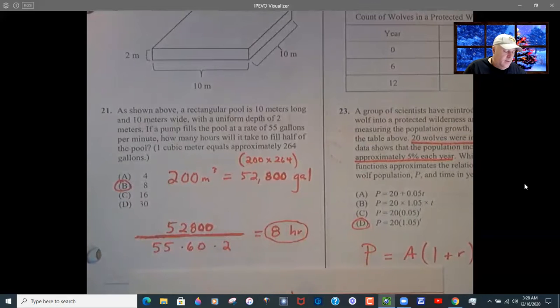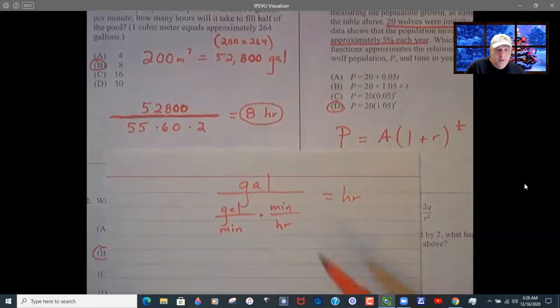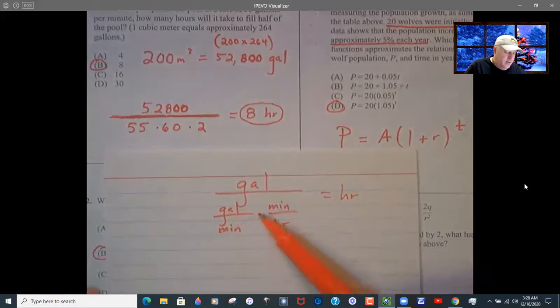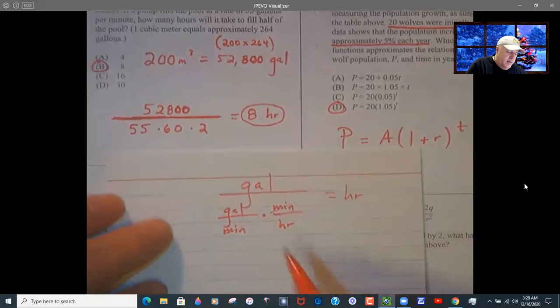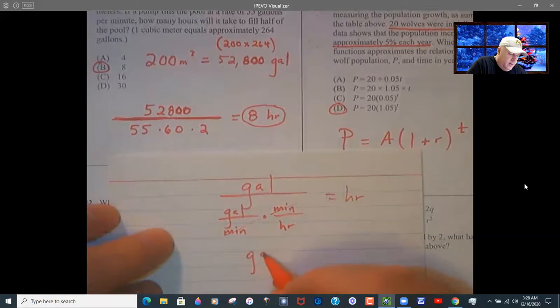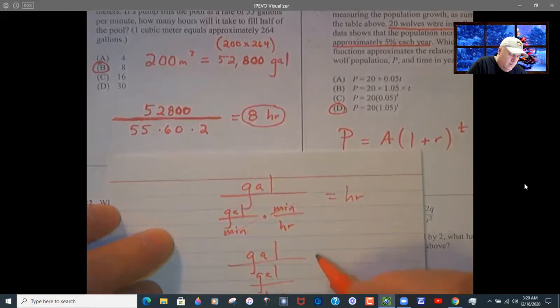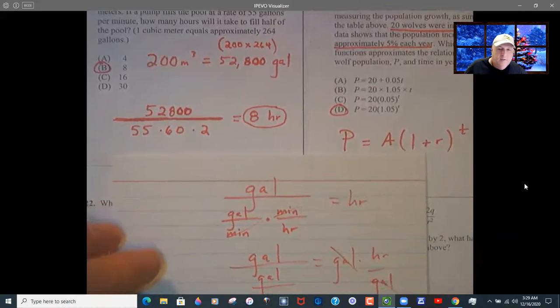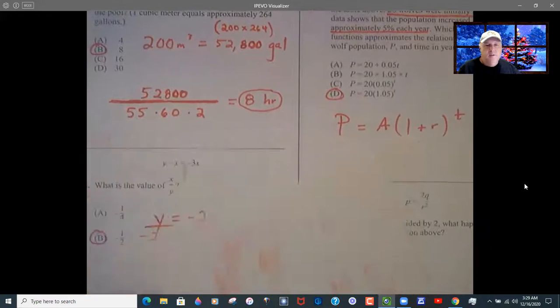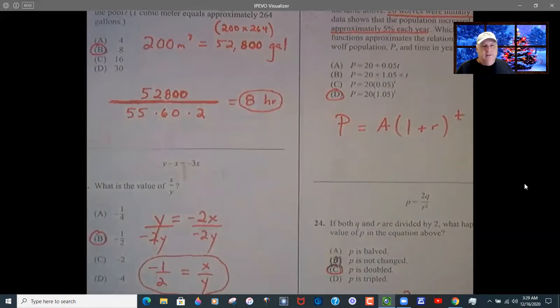And then you have to divide by 55 gallons per minute times 60 minutes in an hour. So it's this unit thing again that you're trying to get to work out. And so you've got gallons per hour in the bottom, and then you flip and multiply, gallons times hours per gallon, all this goofiness with units. But that's what you would do to get 8 hours.